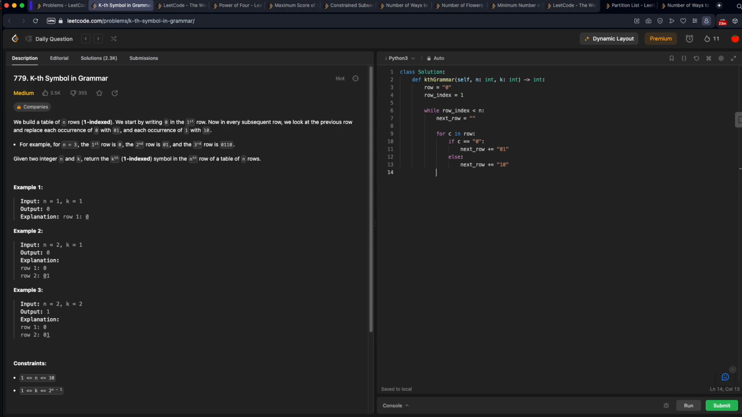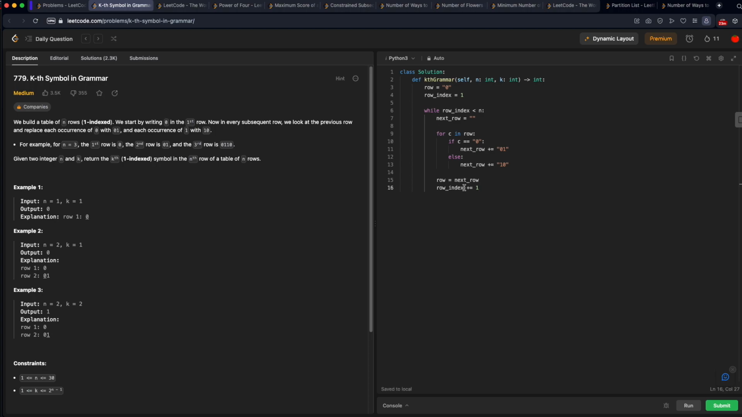All right, and once we go through all of these characters in this row, we'll swap out our rows. So our new row becomes our next row. So we just assign our row to be what this next row is, and then we have to increment our row index, so then we don't end up in an infinite loop. All right. And that should do it.